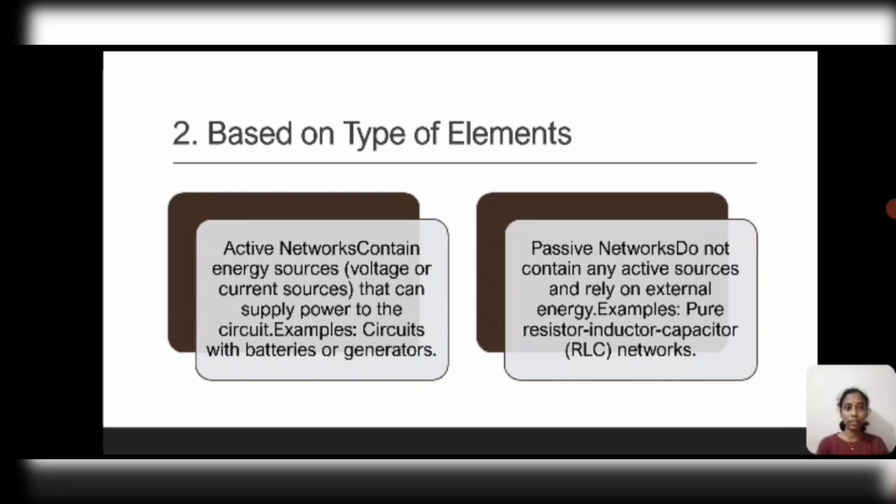Based on type of elements, active networks contain energy sources, voltage or current sources that can supply power to the circuits. Examples: circuits with batteries or generators. Passive networks do not contain any active sources and rely on external energy. Examples: pure resistor, inductor, capacitor, RLC networks.